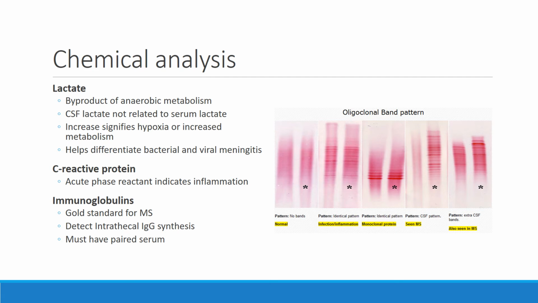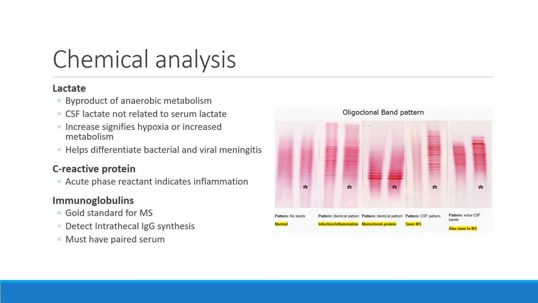Basically, if your C-reactive protein level in the CSF is not elevated, then you likely do not have bacterial meningitis. There are other tests that are better for determining bacterial meningitis, but it is possible to test C-reactive protein.